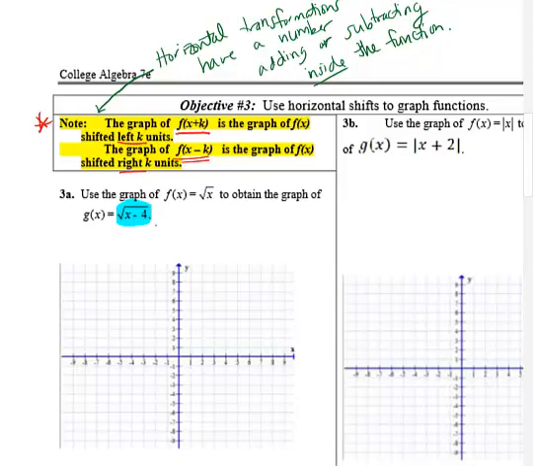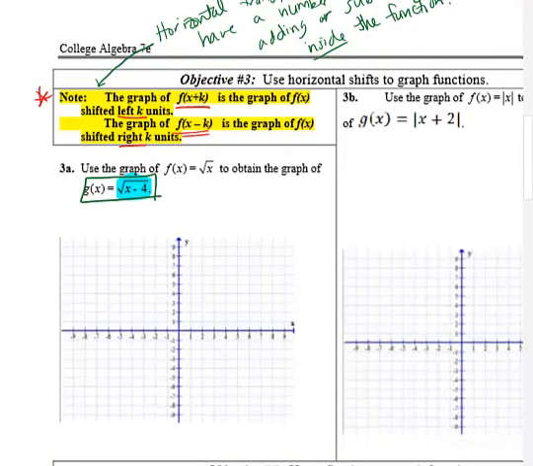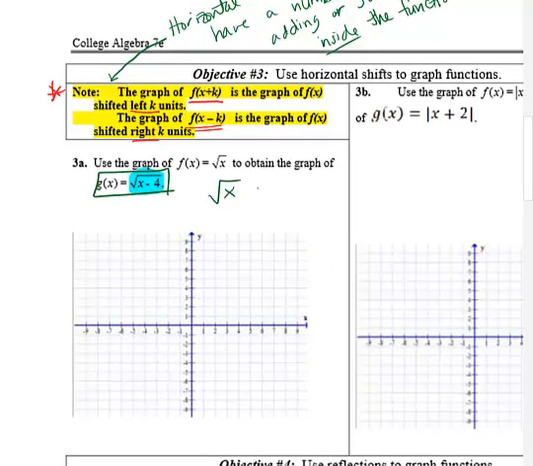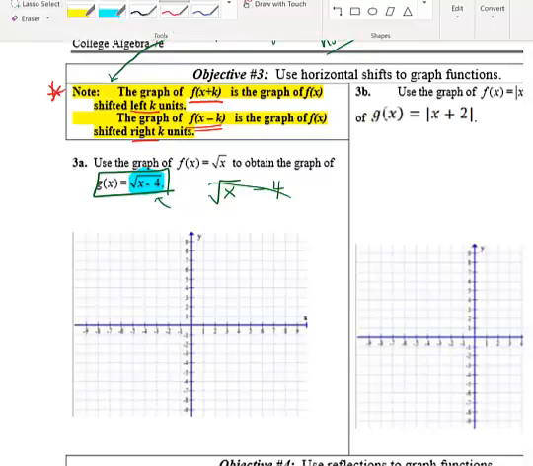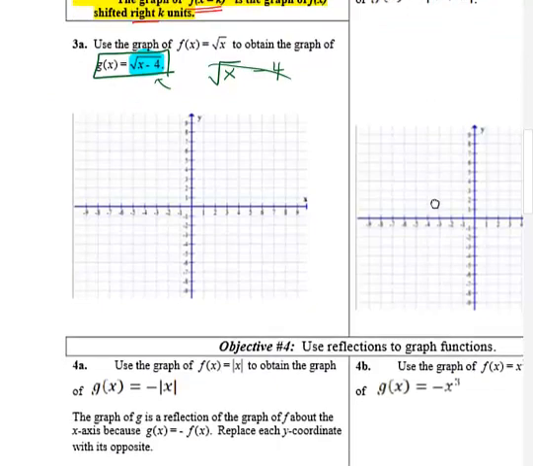So that's how I would know when I look at this function they're giving me, g of x equals the square root of x minus 4. If it was the square root of x and then minus 4, and the 4 was not inside the square root, then it would be a vertical transformation like we just saw. I would move the graph down 4 units. But since the 4 is inside the square root, that's how I know I'm going to be moving it left or right.